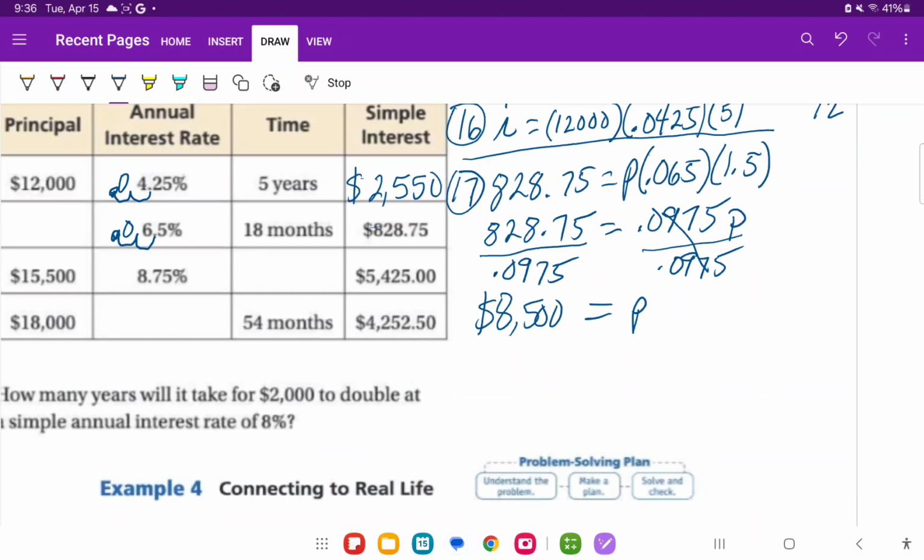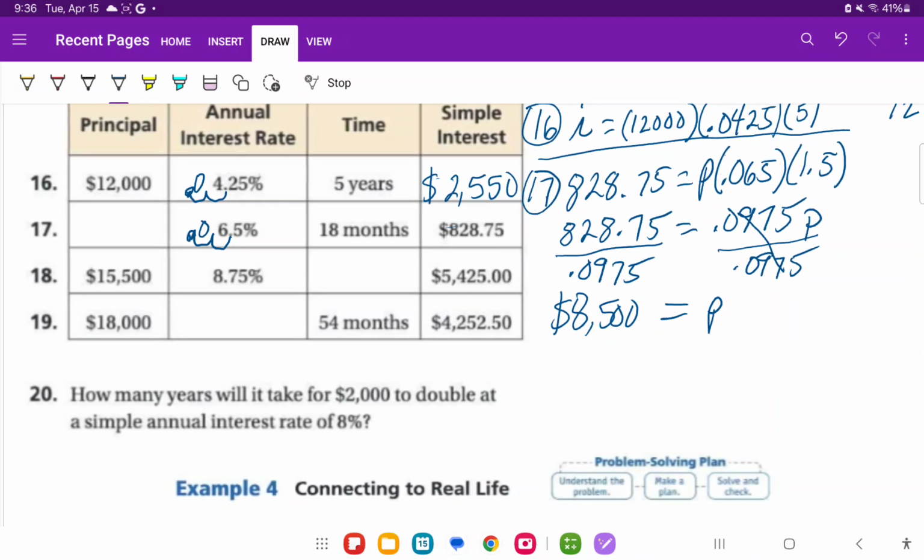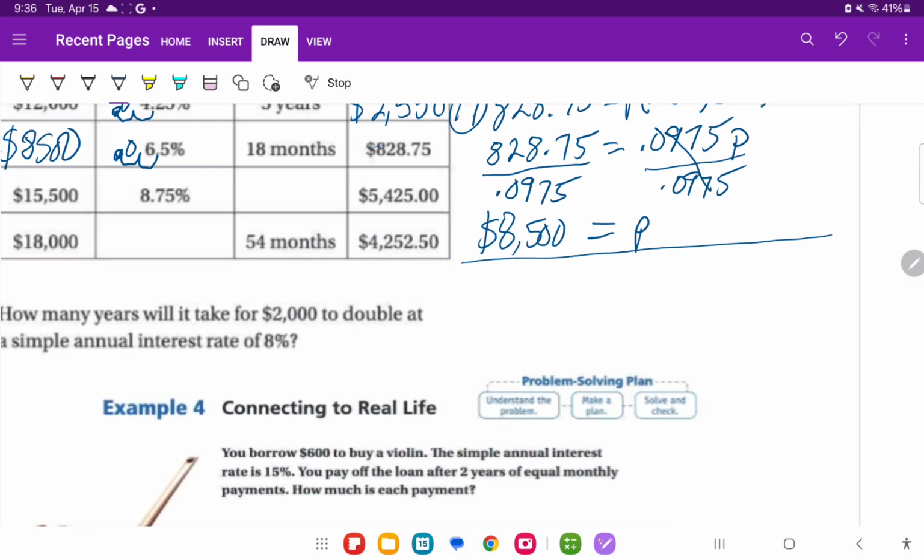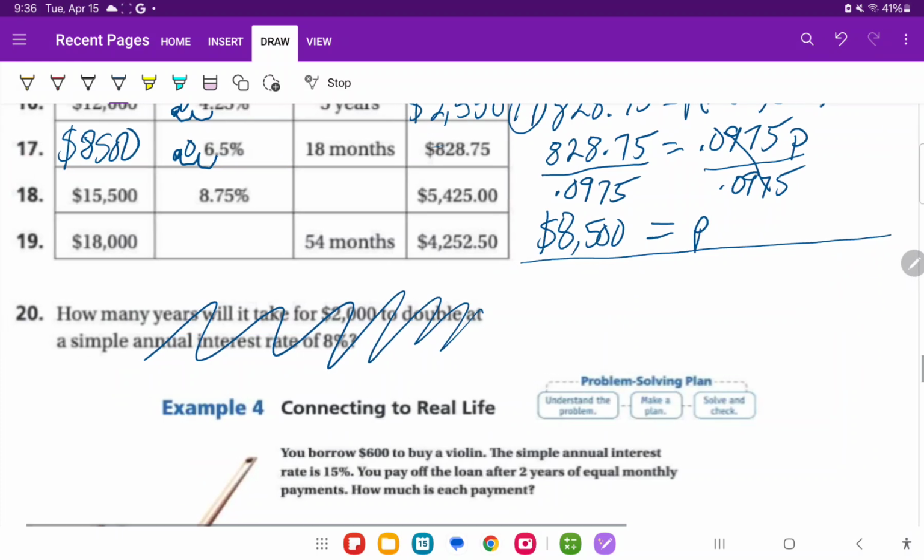Let's see. Let's then go. So that's going to go right in this part, 8,500. All right. So we're not going to do this problem, so don't worry about that. So let's do now number 18.